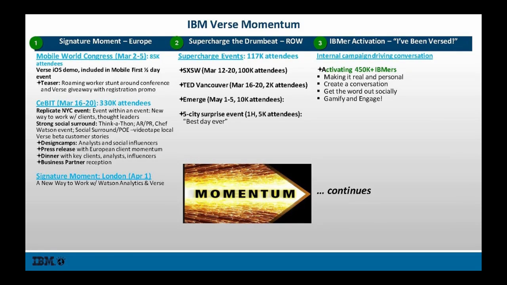We're going to continue the momentum through TED in Vancouver, and then the Emerge event that will take place in May. And then we're going to be doing a surprise event tour that will be taking place over the course of second quarter. So that's just giving you an idea of what's happening for the big, large events that big IBM is playing in that we don't control.